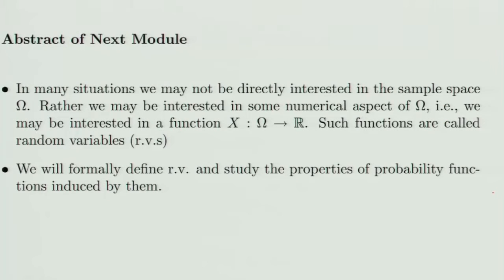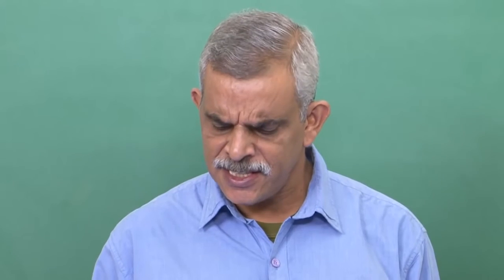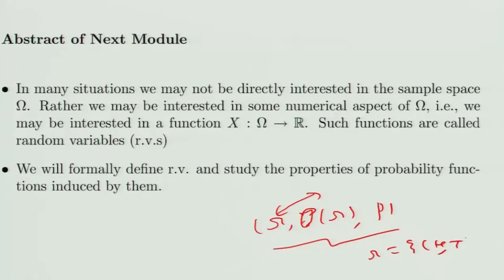Now let me give the abstract of the next module. So many times what may happen is I may not be directly interested in my probability space Omega, F, P. I may not be interested in this space directly. Rather, I may be interested in some numerical aspect of this space Omega. For example, if you are tossing a coin twice, I may not be interested in the sample space which is HH, HT, TH, TT, and so on. Rather, I may be interested in some numerical characteristic of this omega, which for example in this case would be the number of heads observed in 2 tosses.